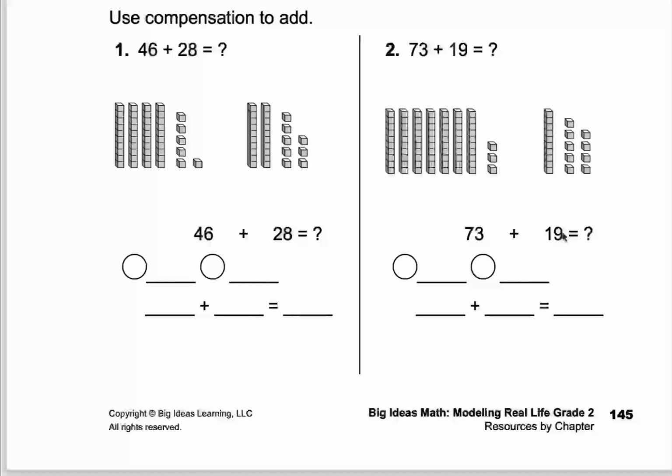For the next one, we are using compensation. And to use compensation, you should see the numbers that you have. We have here 46 and 28. So which one is near to a decade number or near to a 10? I see that here, 28, I need only 2 to get to 30. So I add 2 to the 28. This is wrong in place. I should put it here.